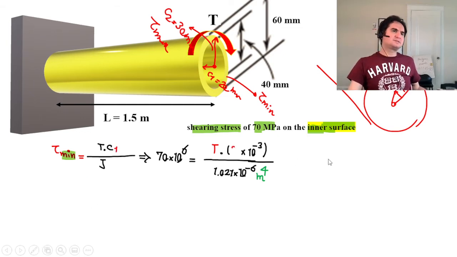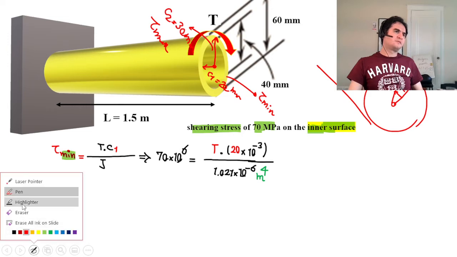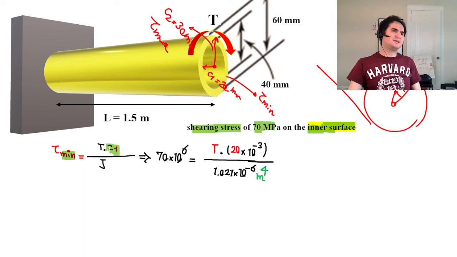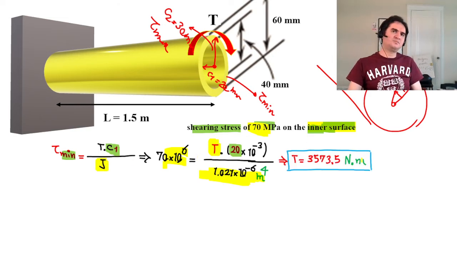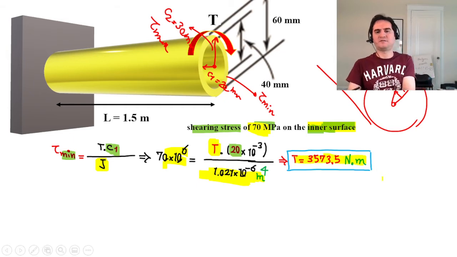If we replace our values in the equation, that's C1, which is 20. The only unknown in this problem is the torsional torque T, because tau is given and we calculated the polar moment of inertia for the hollowed section. If you replace into the equation, it gives you almost 3600 newton meters of torsion.